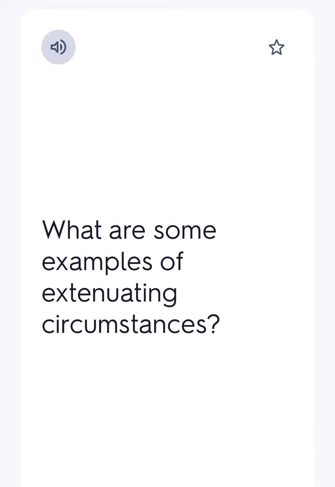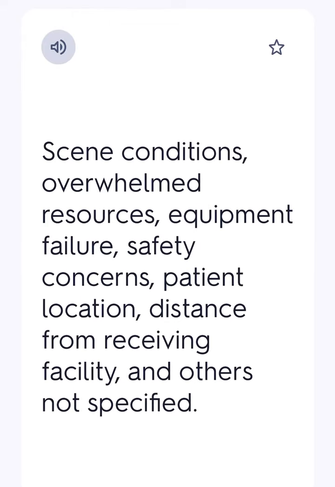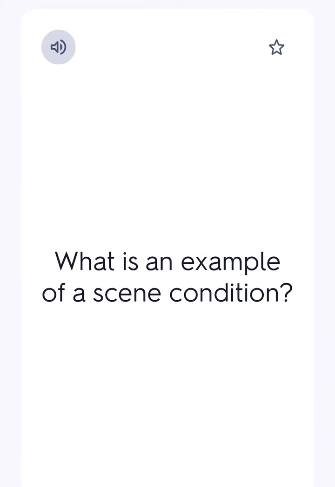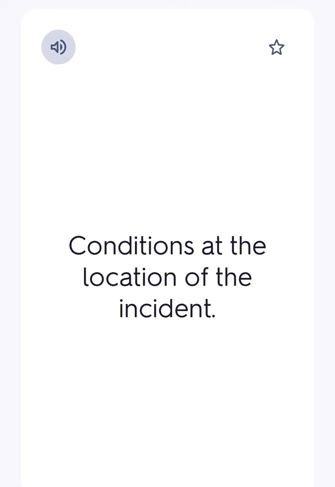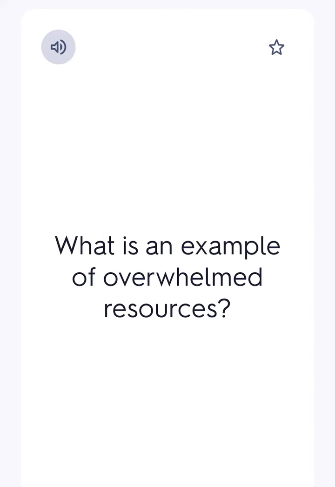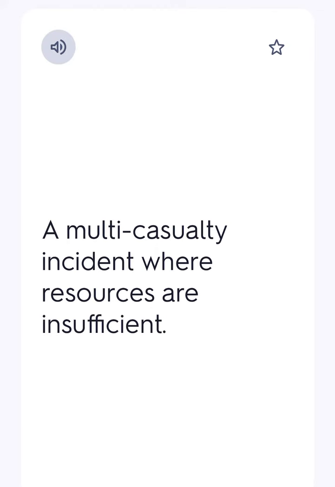What are some examples of extenuating circumstances? Scene conditions, overwhelmed resources, equipment failure, safety concerns, patient location, distance from receiving facility, and others not specified. What is an example of a scene condition? Conditions at the location of the incident. What is an example of overwhelmed resources? A multi-casualty incident where resources are insufficient.